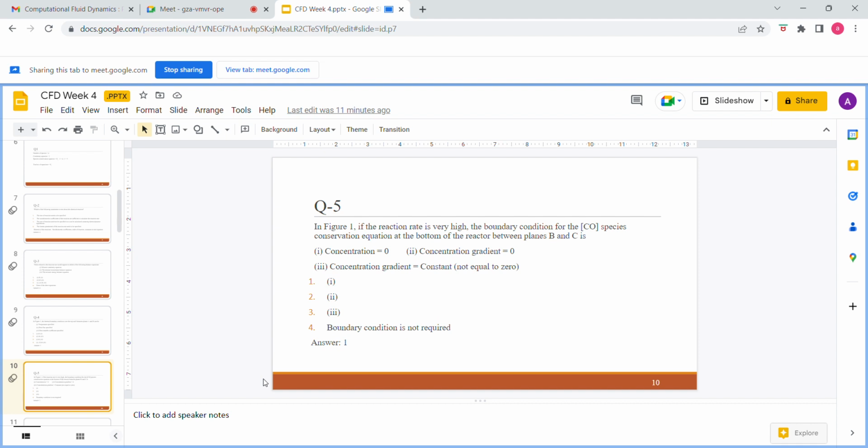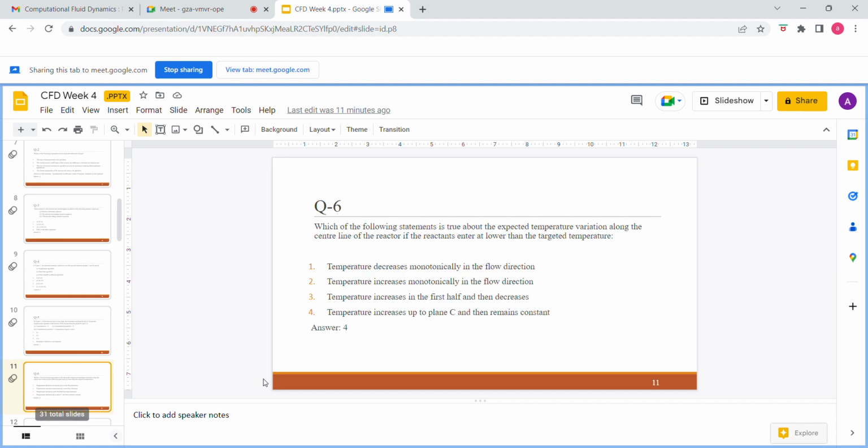And also the concentration was asked, where between plane B and C only catalyst is placed. So at the bottom, the carbon monoxide species concentration would be 0. And this was the question: temperature increases up to plane C and then remains constant if the reactant enters at a lower temperature than the targeted temperature, so that we would be heating up the reactants.